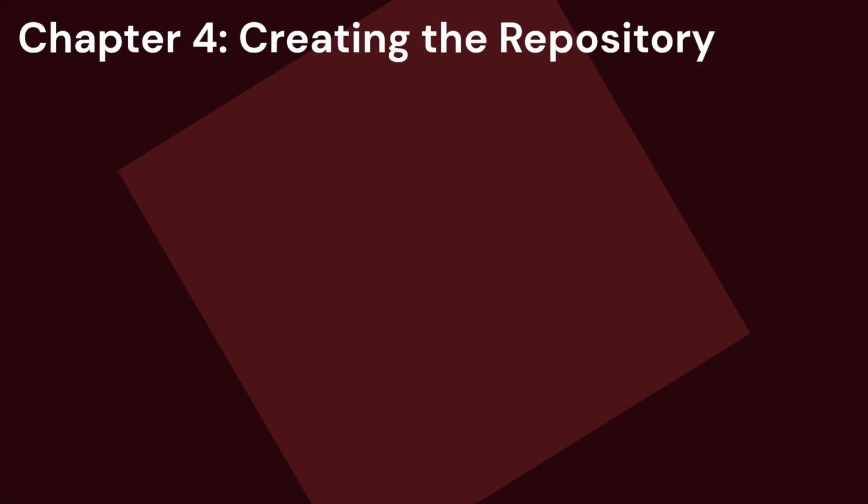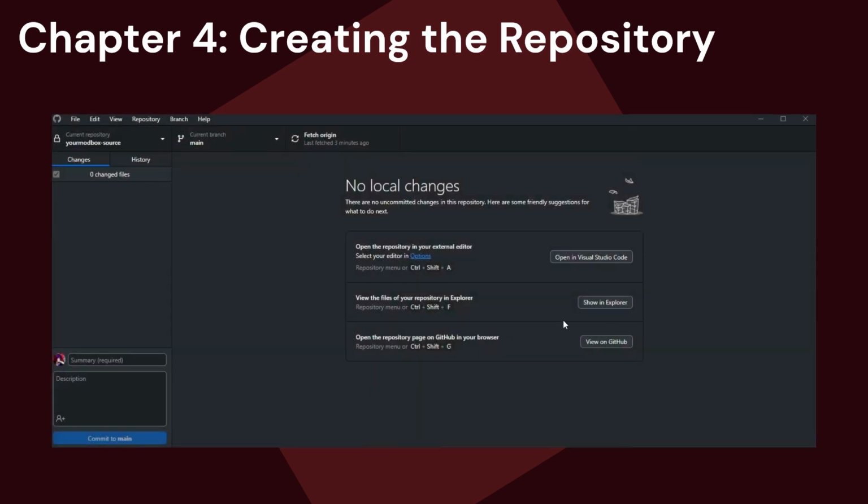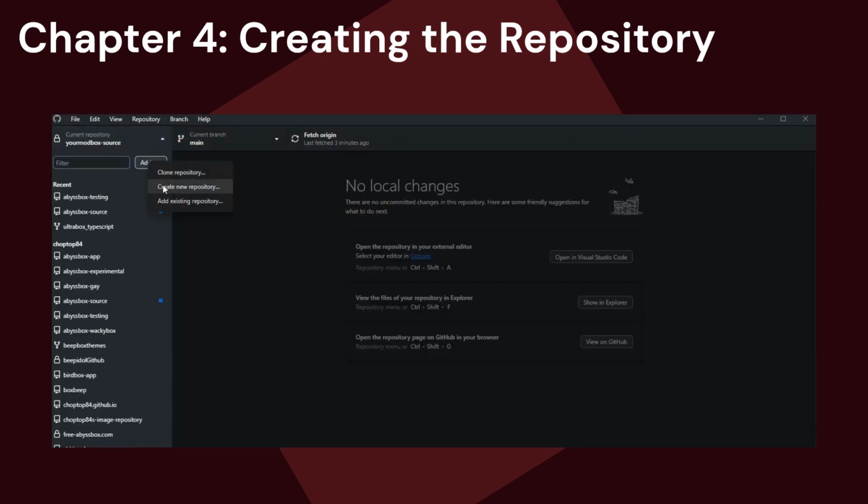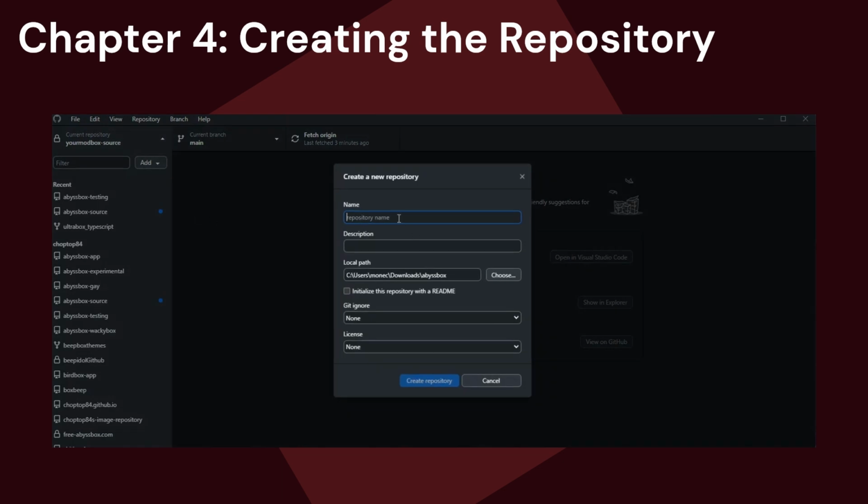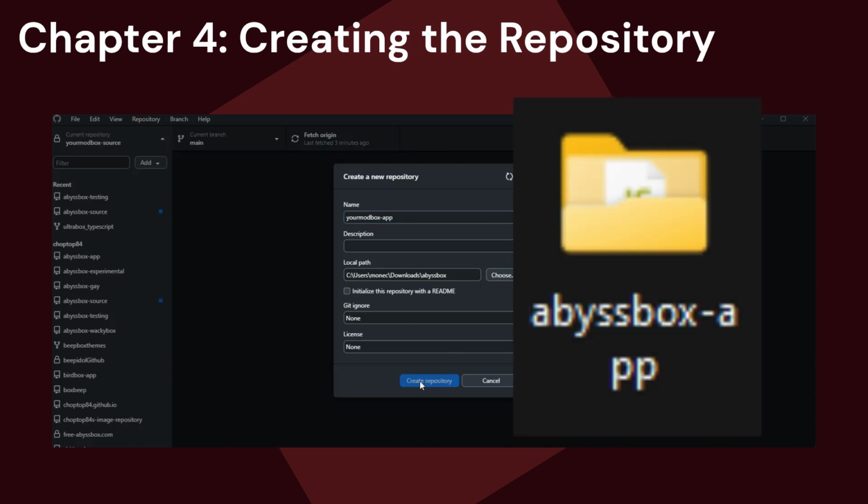Though wait, this isn't the place that we're going to be using to host our website. Instead, we're going to be using a different method to host our website. It's quite similar to what we did before, but it's slightly different. Let's go back to GitHub Desktop and create a new repository. This time, unlike our previous repo, we can name this whatever we like, though I suggest naming it the name of your BeepBox mod and -app at the end, like how I have a BeepBox app here.